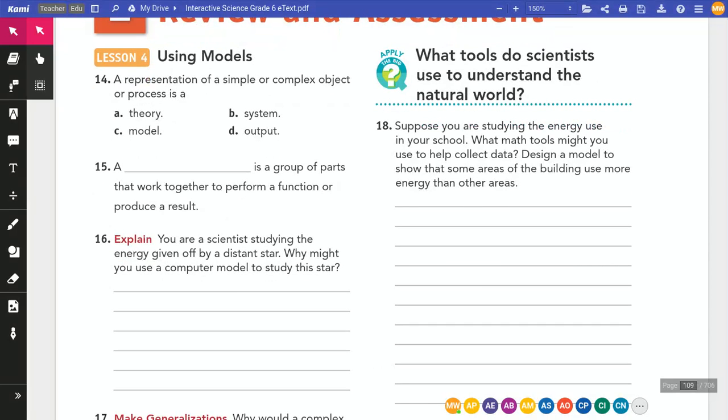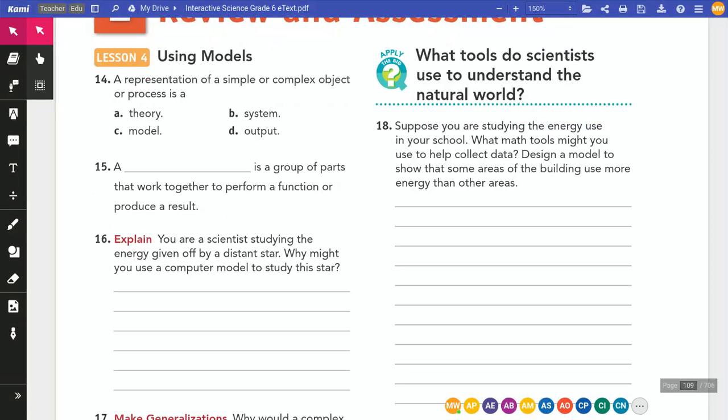Lesson 4. Using models. 14. A representation of a simple or complex object or process is A. Theory, B. System, C. Model, D. Output. 15. A blank is a group of parts that work together to perform a function or produce a result.